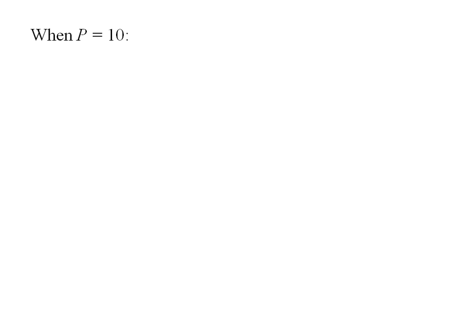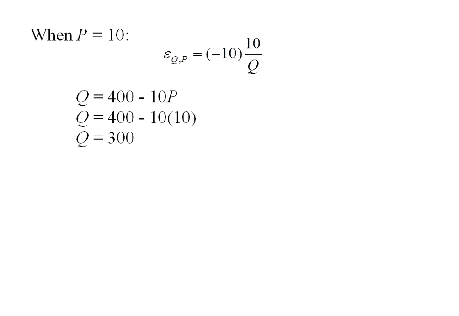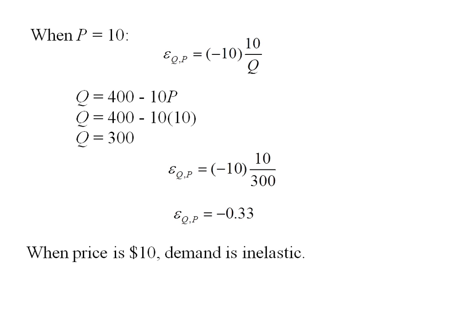When price is $10, we'll do the same procedure. We'll plug in the negative 10 for B, that hasn't changed. We'll plug in 10 for price, and now we'll have to find quantity. Going back to my original demand equation, I'll plug in 10 for price. I'll find that at that price quantity is 300. I'll substitute that back into my elasticity formula. I'll simplify, and I'll get when price is $10, elasticity of demand is negative 0.33. In other words, when price is $10, demand is inelastic.